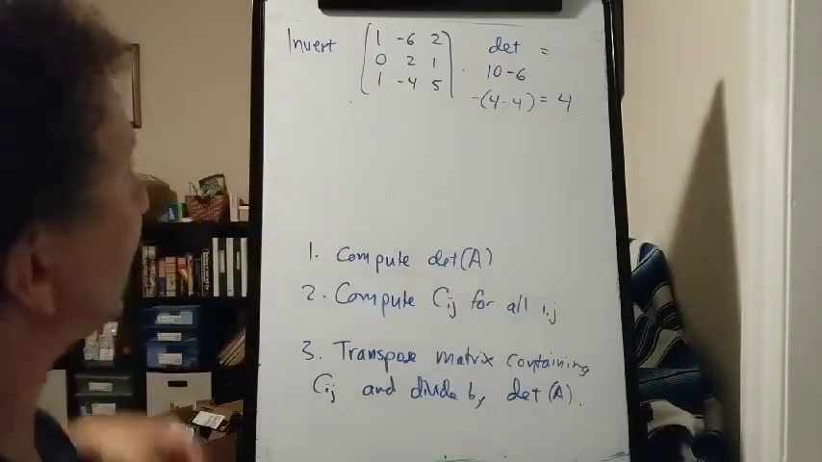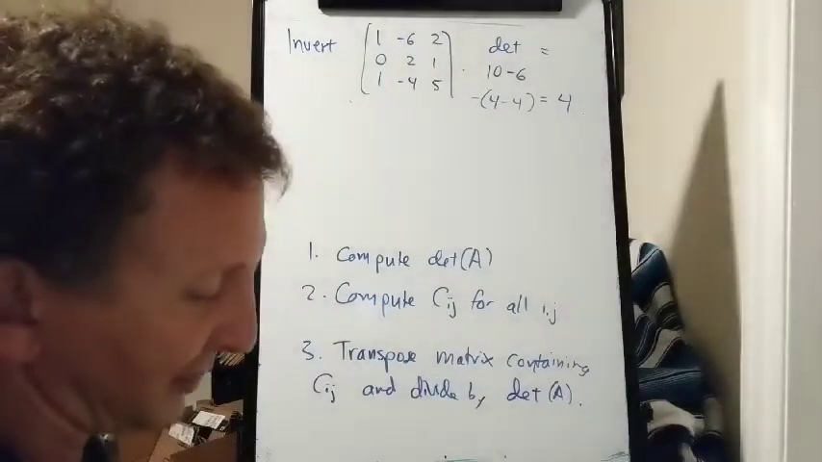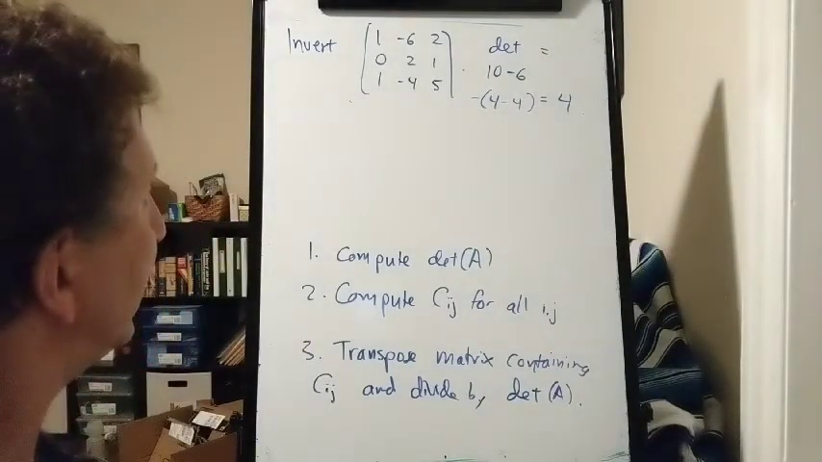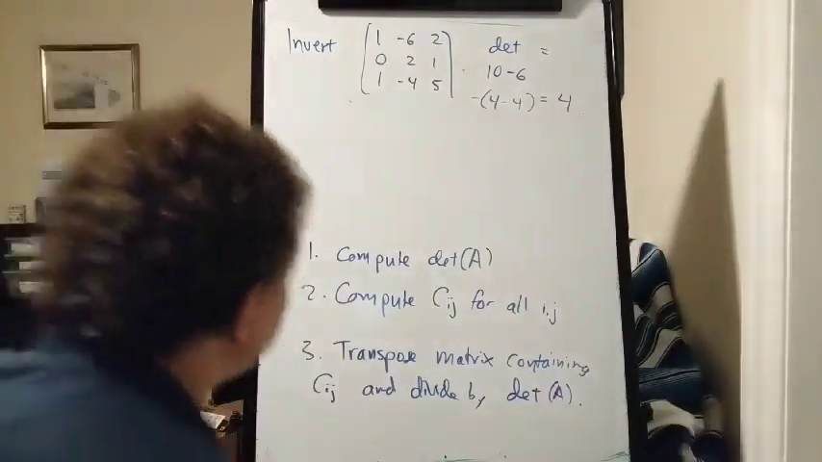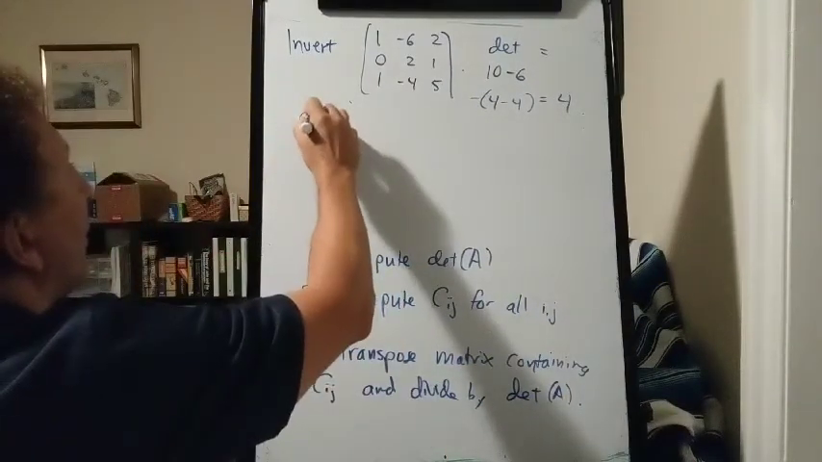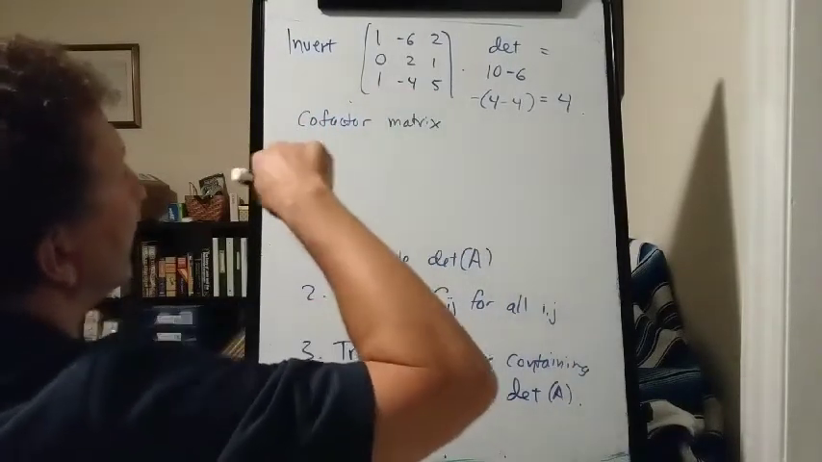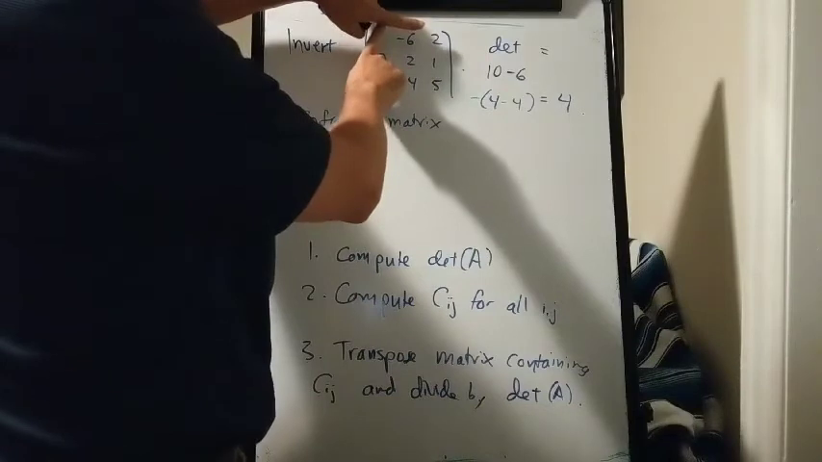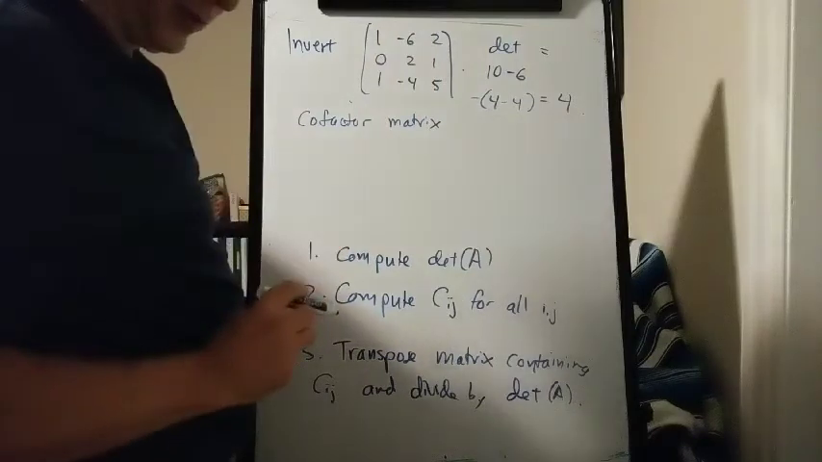Alright, now for every ij entry of this matrix, we're going to cross out its row and its column and compute the determinant of what's left and multiply it by negative 1 to the i plus j. Basically, remembering plus, minus, etc. So this cofactor matrix is, first of all, look at the 1, 1 entry, cross out the first row and the first column. The determinant of what's left is 10 minus negative 4, or 10 plus 4, so that's 14.